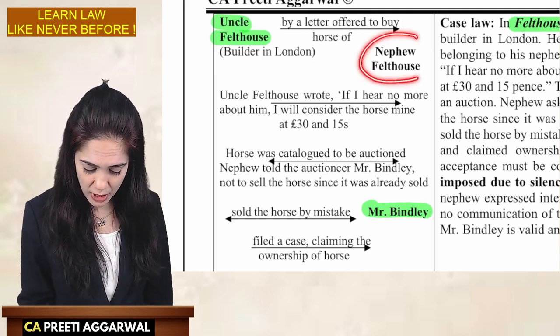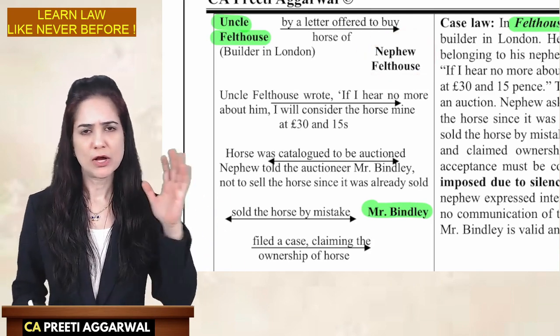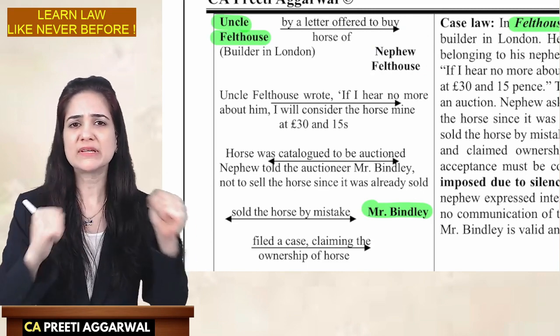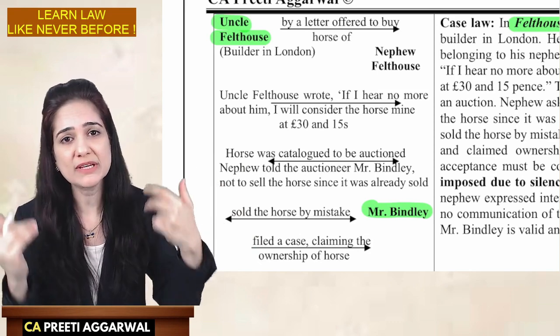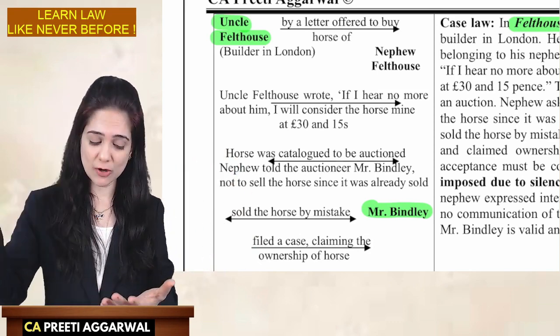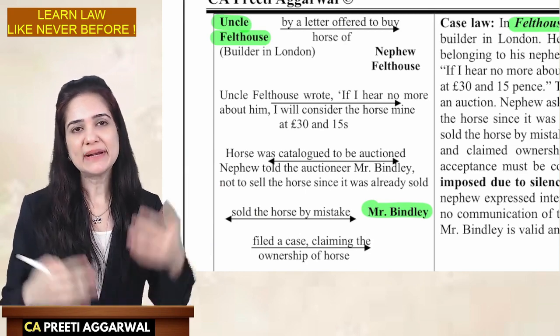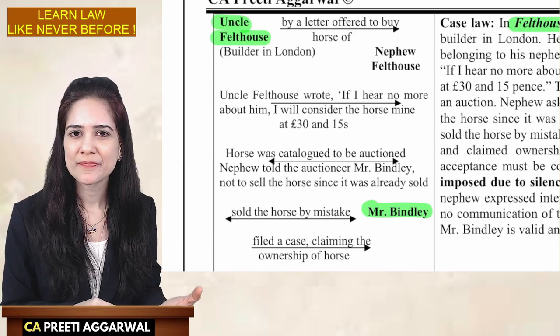Now the nephew had already catalogued that horse to be auctioned. So he ran to the auctioneer, Mr. Bindley. Mr. Bindley, Mr. Bindley, don't sell the horse. I have already sold it to my uncle. But later, when the auction actually started, Bindley forgot about it and by mistake, he auctioned the horse.